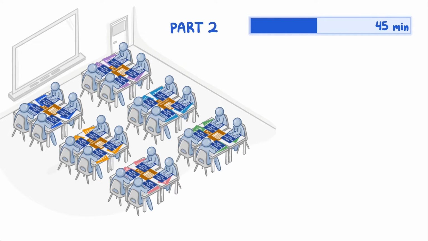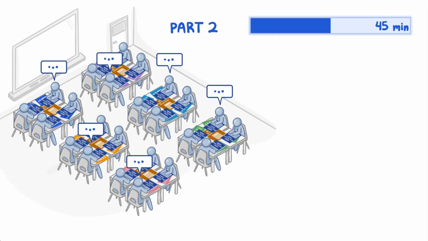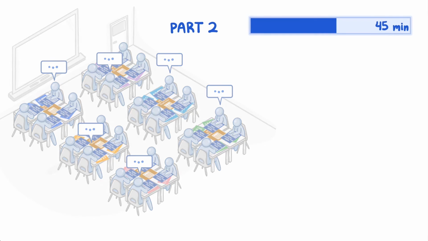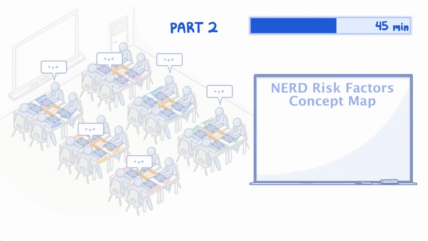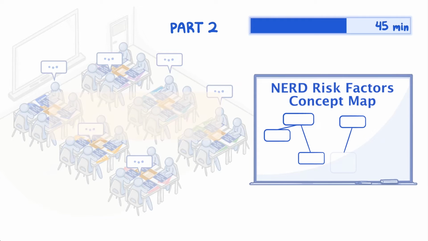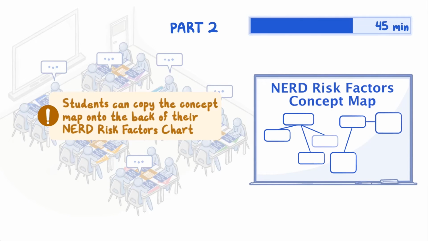For Part 2, have each group share a summary of their case study and the major risk factors they identified. As groups share their risk factors with the class, create and fill in a NERD risk factors concept map in the front of the class. You are encouraged to have students copy this class concept map onto the back of their NERD risk factors chart.